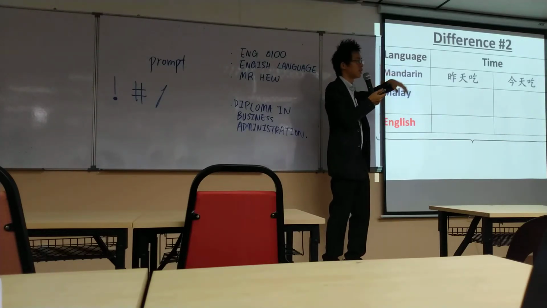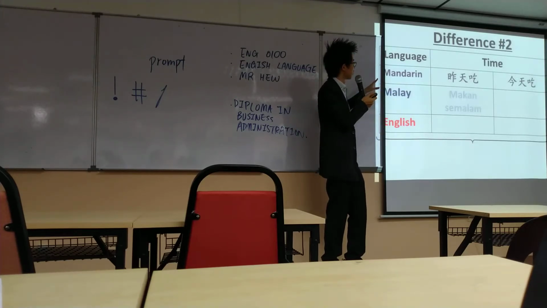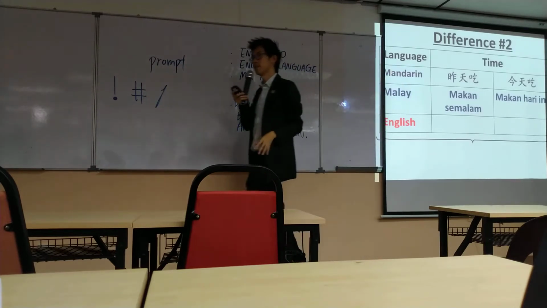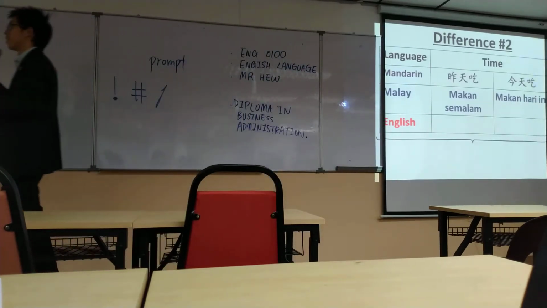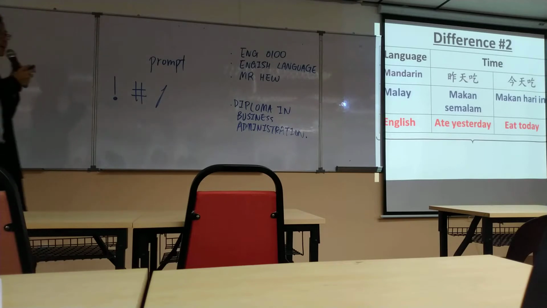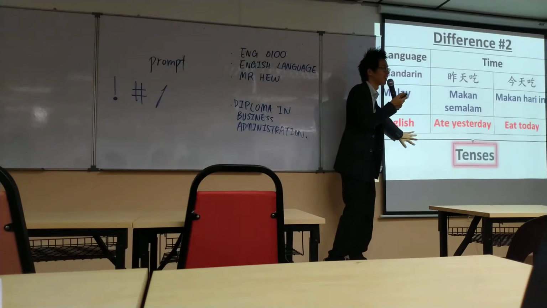昨天吃，今天吃，明天吃，现在吃，每天吃。Okay? Malay: semalam makan, makan hari ini, makan besok, tiap-tiap hari makan. Okay? So in English, I ate yesterday. Today, I eat. Now I'm eating. I have eaten. I will eat. I will be eating. I will have eaten. Confusing, right? So this is what I call tenses.